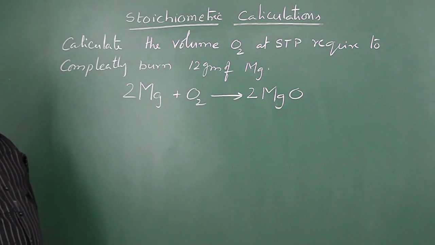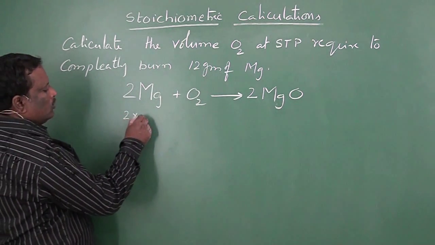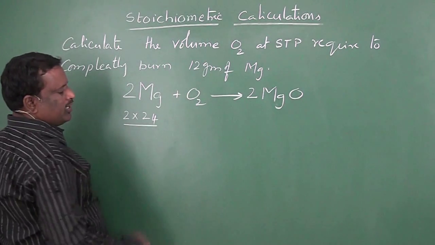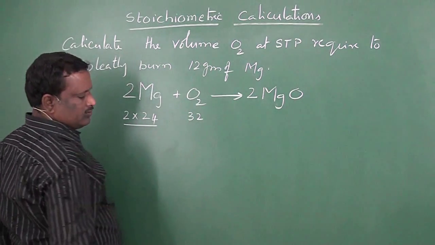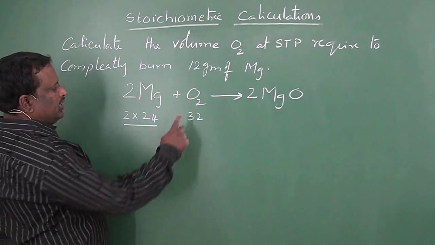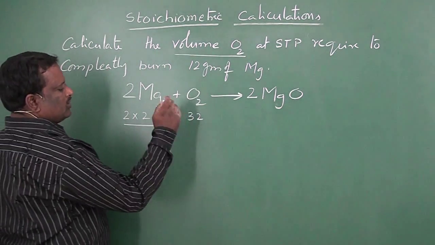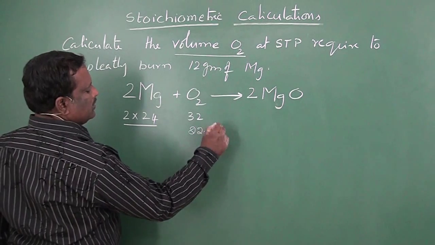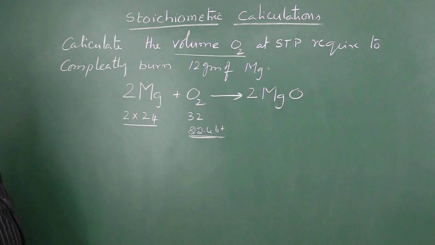Now, according to this equation, 2 into 24 is the atomic weight of magnesium. 2 into 24 grams of magnesium is reacting with 32 grams of oxygen to produce magnesium oxide. So here they are asking the volume of oxygen at STP. So this 32 grams of oxygen will occupy 22.4 liters at STP.